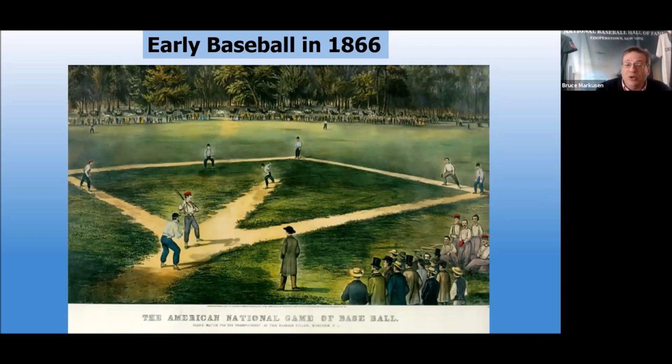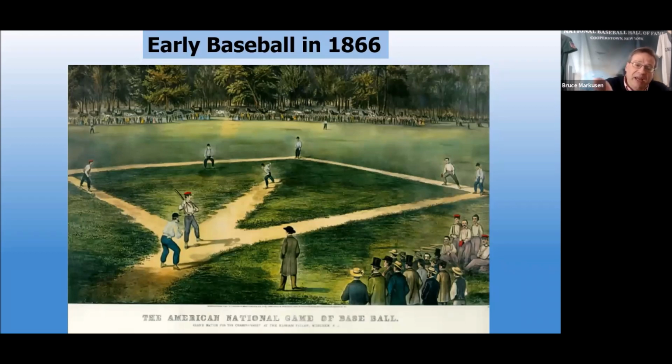The fielders do not have gloves. We would not start to see that until a few years later. Gloves really would not become popular until the 1880s. But in the mid-1860s, they're using bare hands. That's why they use 2 hands to make plays in the field.